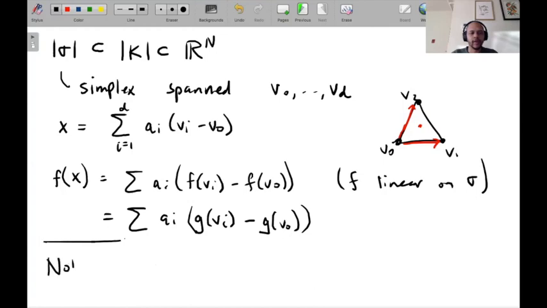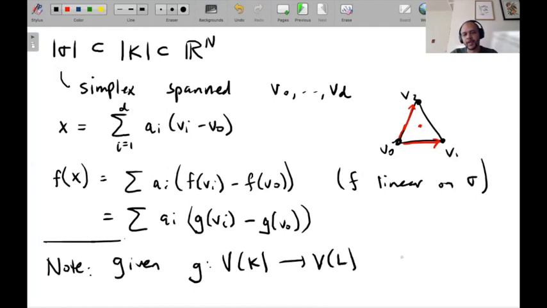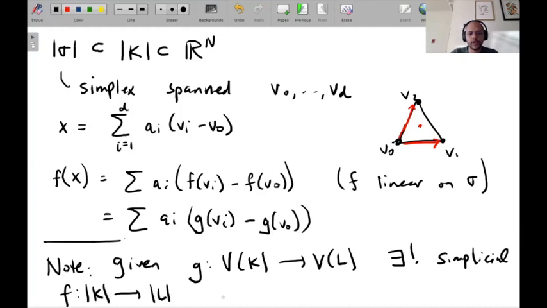So note then that given a map G from the vertices of some simplicial complex to the vertices of another simplicial complex, there exists a unique simplicial map between the geometric realizations, so that f restricted to vertices of K is just G.